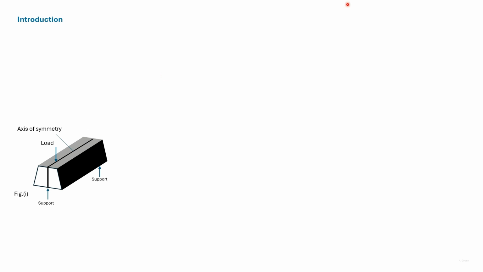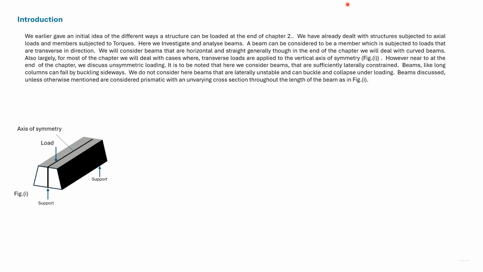We'll consider that the beams are sufficiently laterally constrained. Beams, like columns, can fail by buckling. Hence, sufficient lateral constraint needs to be there to prevent buckling and collapse. Initially, we'll discuss types of supports, types of loads, and beams. A wholesome discussion will be given compared to brief mentions earlier.